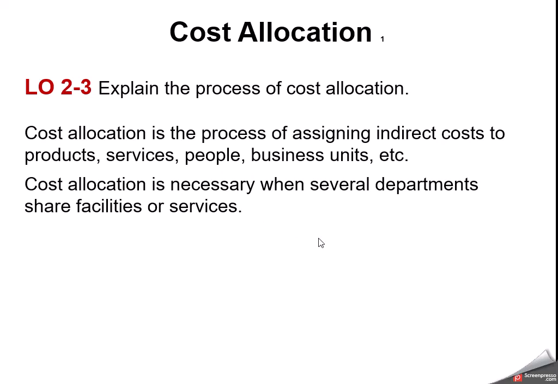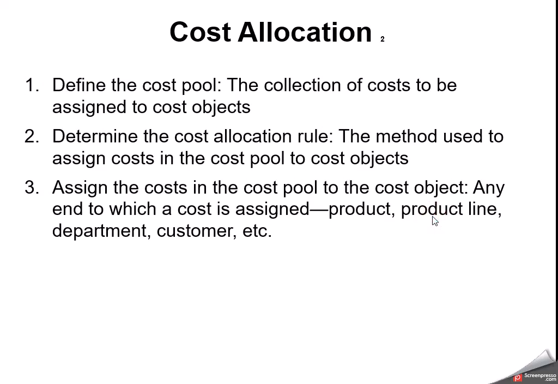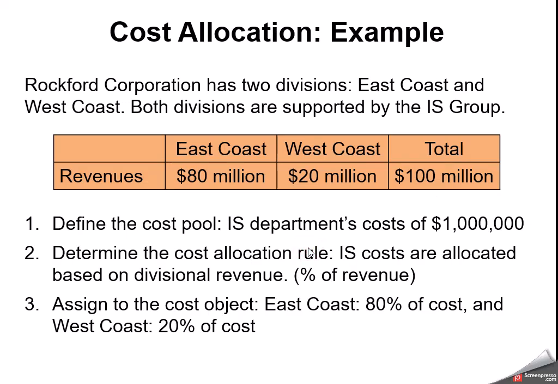So then how do we allocate the costs to the product or the service or to the business unit or whatever it is, especially when we have multiple different departments? So the cost allocation process, we first define the cost pool. So what are we assigning the costs to? And then we determine the allocation rule or the method that will be used to assign those costs. And then we assign the costs that are in that cost pool to that cost object. And again, that could be a product line, a department, those types of things.